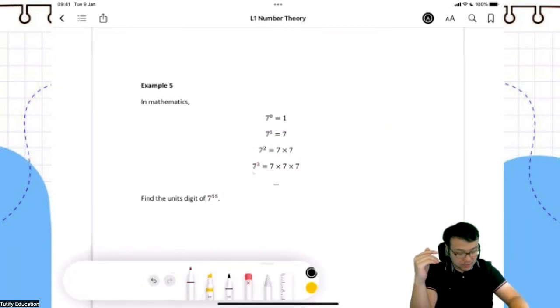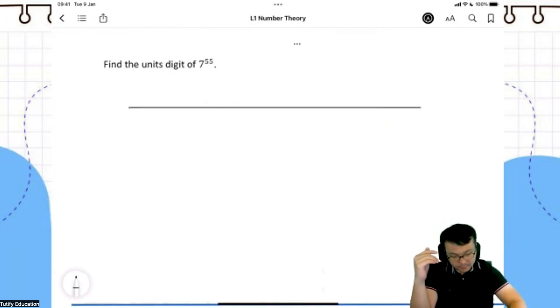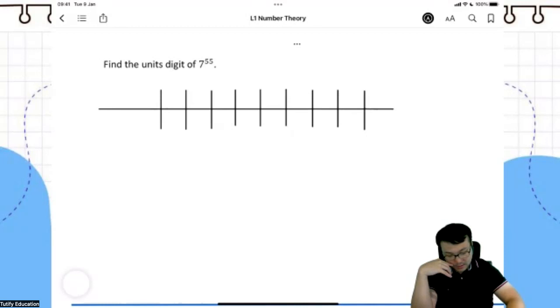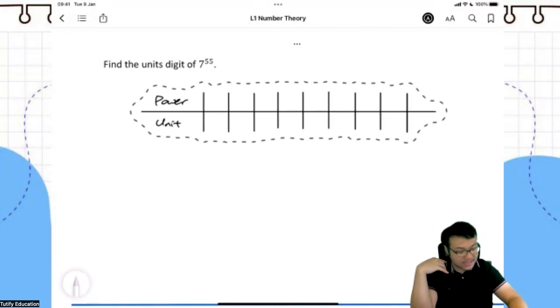What we can do, students, is to make a table. Okay, let's make a table. Okay, something like that will do. This is the power, and this is the units digit. So students, what is the meaning of units digit? The units digit is the ones digit. The ones digit is at the end, the last digit.